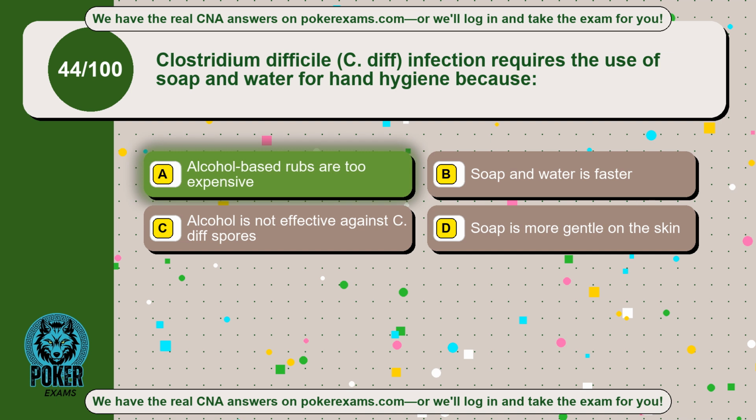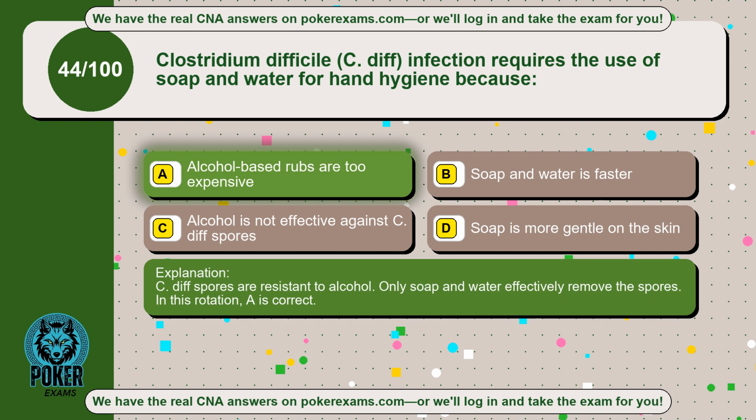The correct answer is option A, alcohol-based rubs are too expensive. C. diff spores are resistant to alcohol. Only soap and water effectively remove the spores. In this rotation, A is correct.